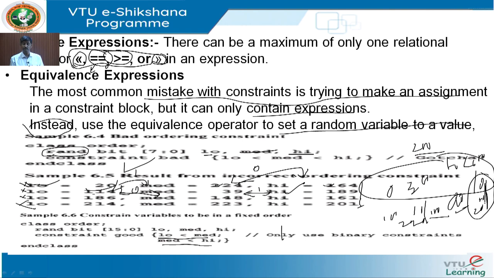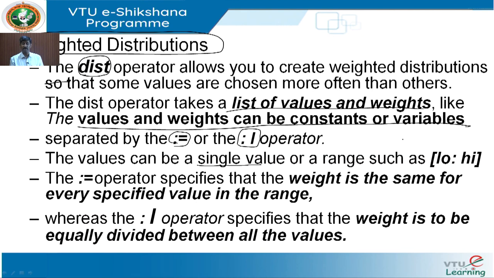If I define the value range, it should vary from 10 to 20. Then the values are 11, 12, 13, 14, 15, 16, 17, 18, 19, 20. So up to those values can be defined. The values can also be a range, low and high. Now you see that the low and the high will be separated by a colon. This operator specifies the weight is the same for every specified value in the range. So if I define 10 and 20, it varies from 10 to 20. The weight will be the same.